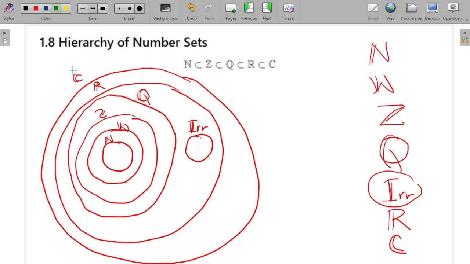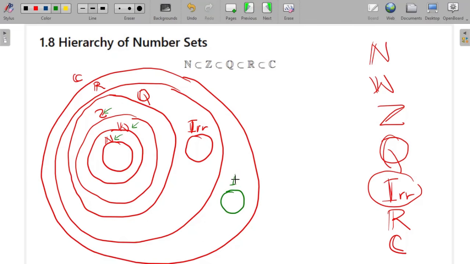So the largest is the complex, and then you have the real numbers. The real numbers will be divided into the rational and the irrational. And then the rational numbers will be divided into the integers, the whole numbers, and then the what? The counting numbers. Okay. And then under complex again, somewhere here we're going to have the imaginary numbers like that.